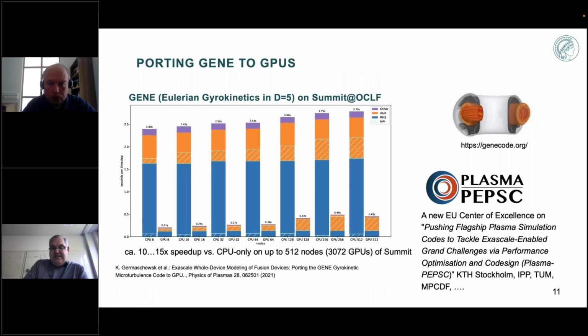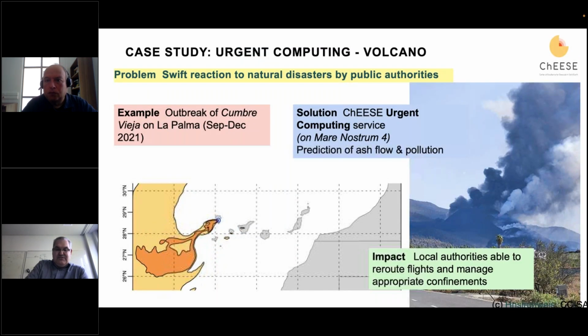Fusion energy is another example. I have here one code, GENE, that is developed by the Max Planck Institute for Plasma Physics that simulates the plasma in a fusion reactor. And this graph just shows what the enormous impact GPUs can have on the performance. So the lower bars is GPUs, but it also shows that we're now actually being dominated by overhead, by MPI communication, auxiliary routines, and so forth. So there is a challenge to go further in parallelization.